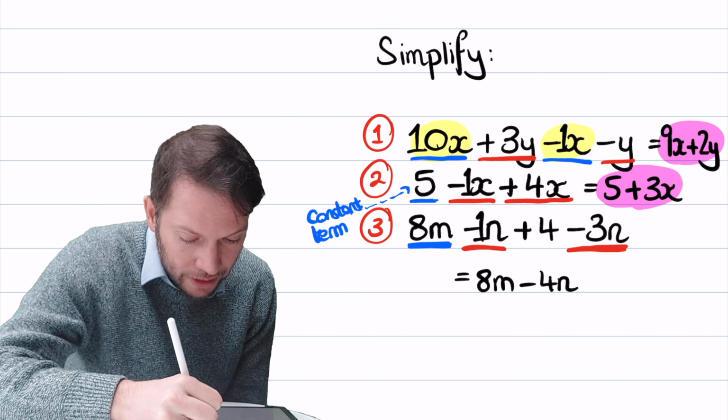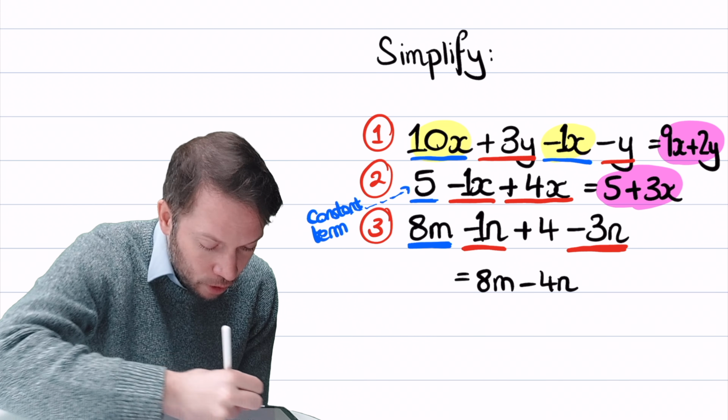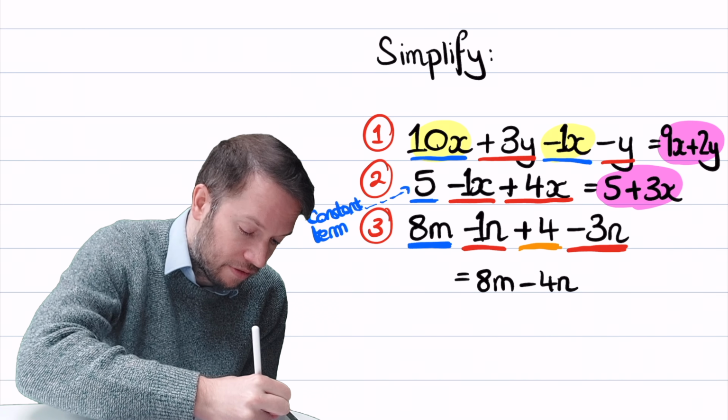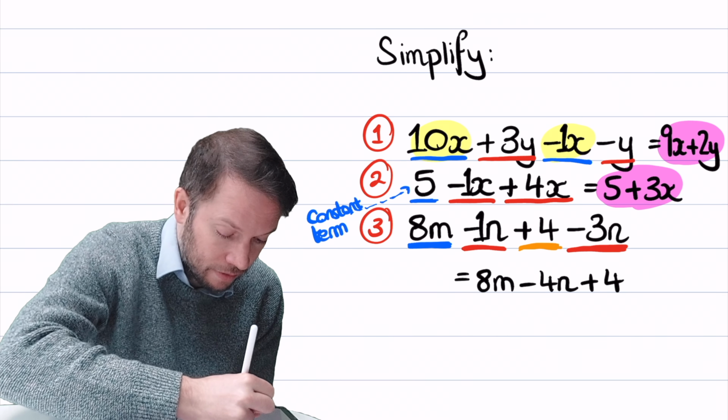And then finally, we've got this constant term, this term without a letter, without a variable in it. And there's nothing that collects with, so you're just left with that plus 4. And that is the final answer.